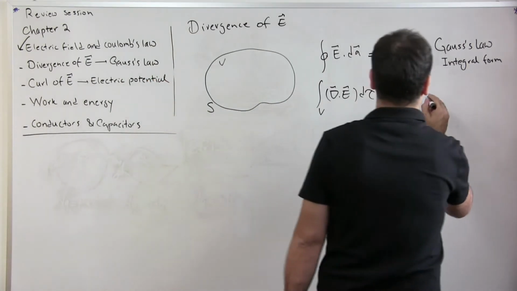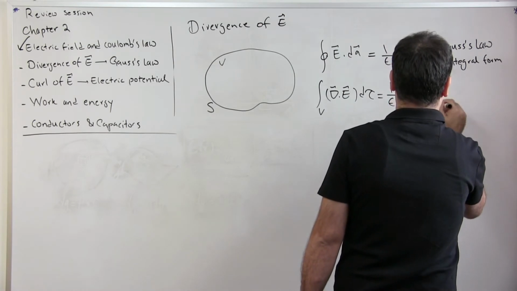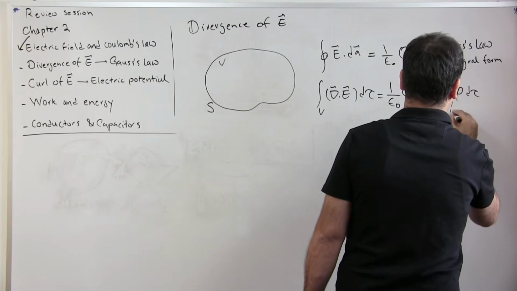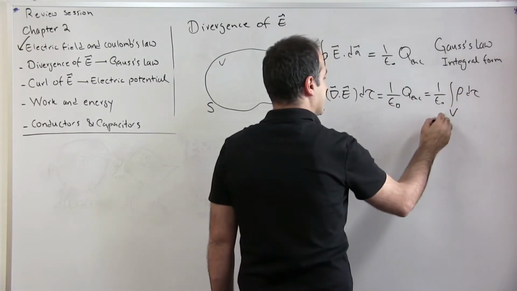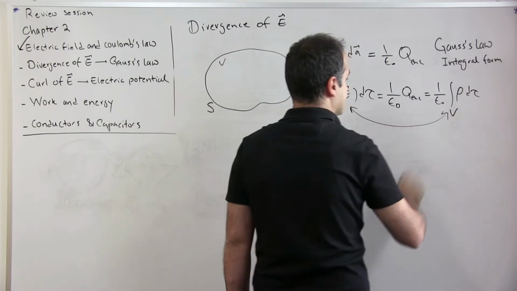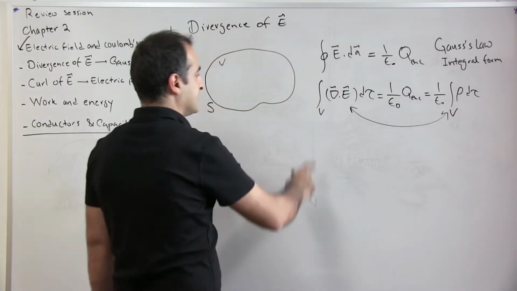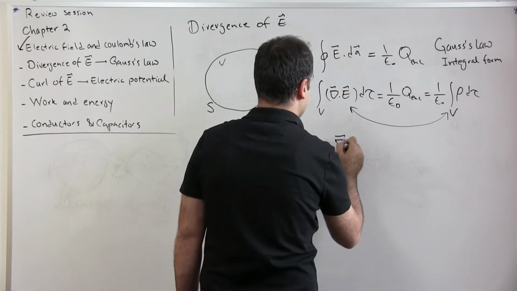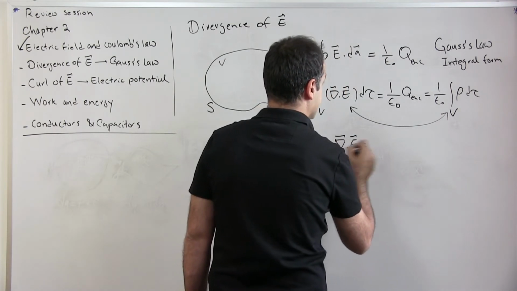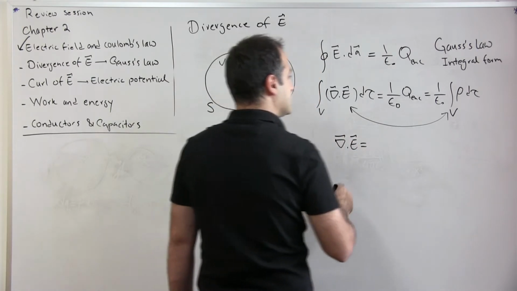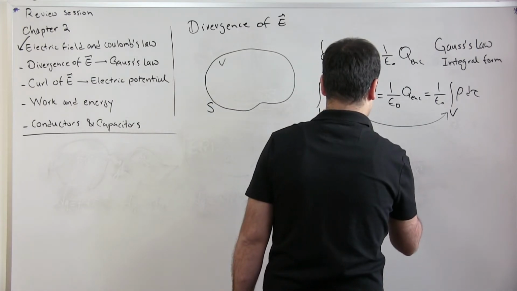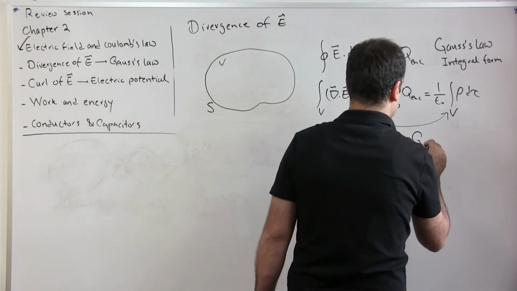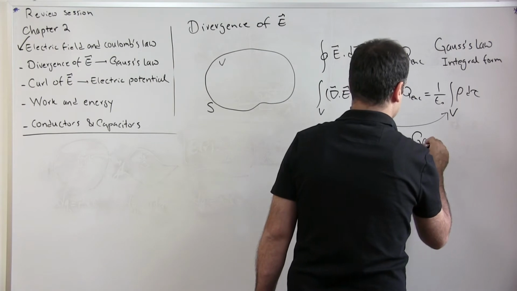So here we get 1 over epsilon 0 times the integral of rho d tau over the same volume. Now, if you compare the first term and the last term, what do you get? You have integrals over the same volume. If that's correct, then the integrands should be equal. That means the divergence of E should be equal to 1 over epsilon 0 times rho, and this is the Gauss law in differential form.